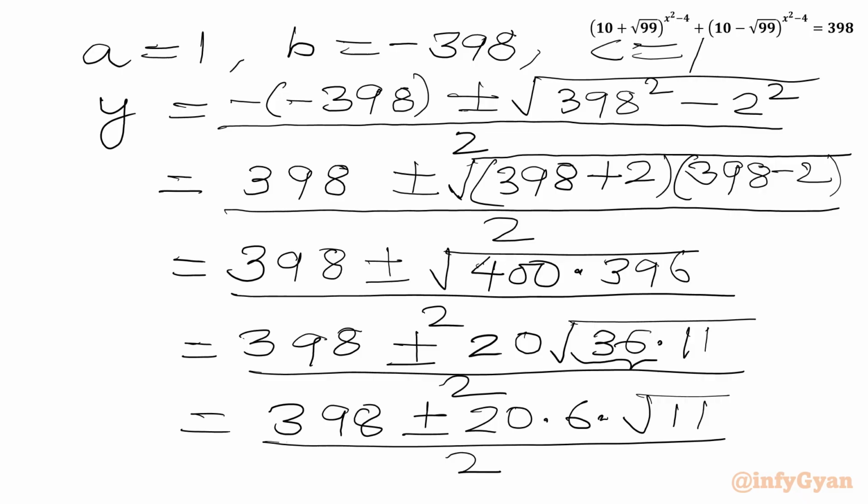Now we can divide our numerator numbers by the denominator 2. So it will become 398 over 2, which is 199, and 20 over 2 is 10. So we can write 199 plus minus 10 times 6 times root 11.